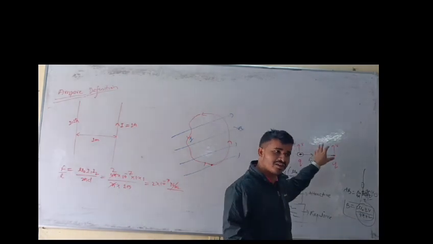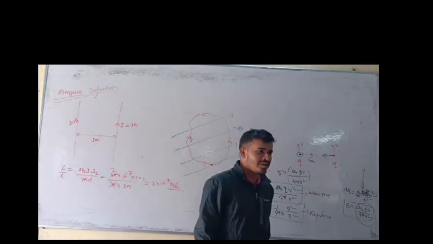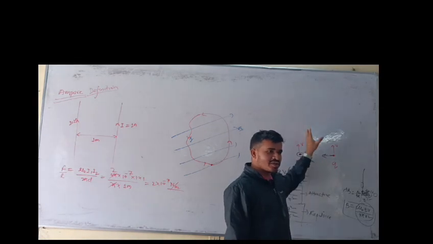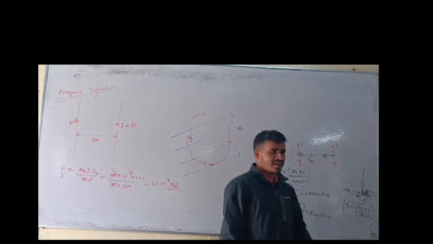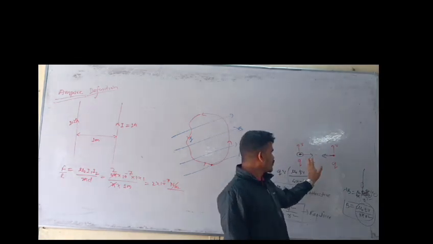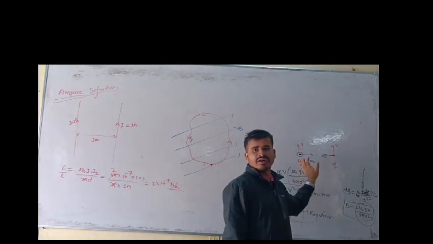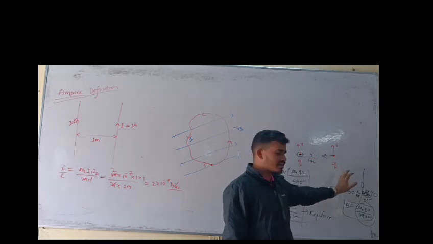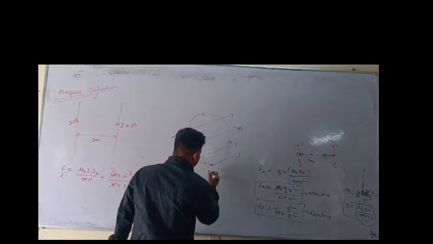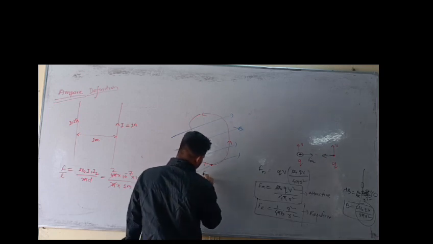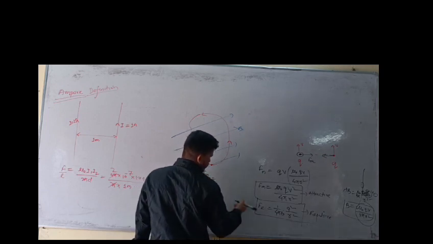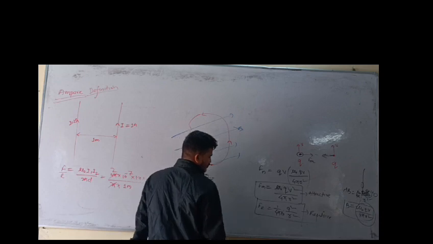Means like current carrying wires: same direction will attract, opposite direction will repel. And due to electric force, this is repulsive now. Electric force is repulsive because both are of positive charge. What is this ratio? Fm by Fe. What is this ratio?